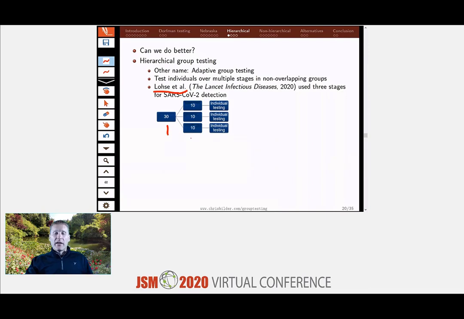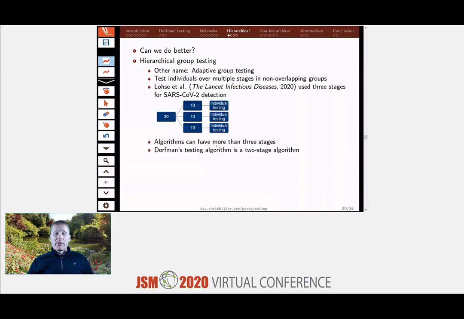If it's positive, then a second stage of testing is used where three groups of size 10 are formed. These groups are non-overlapping, meaning that each individual is represented once in a particular group. Then, if one of these groups comes back positive, a third stage of testing is used with those particular individuals, and each individual is tested separately.